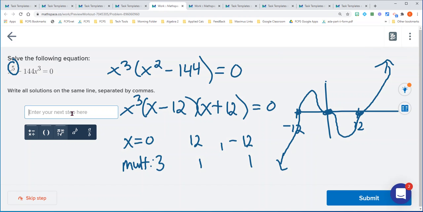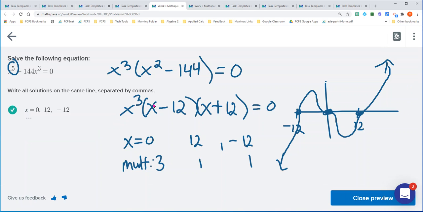Okay. Now, notice here it says write all solutions. It's not asking to see the factoring. It's asking to see the solutions. x equals 0, comma, 12, comma, negative 12. Yay! All right, let's see what else we've got.